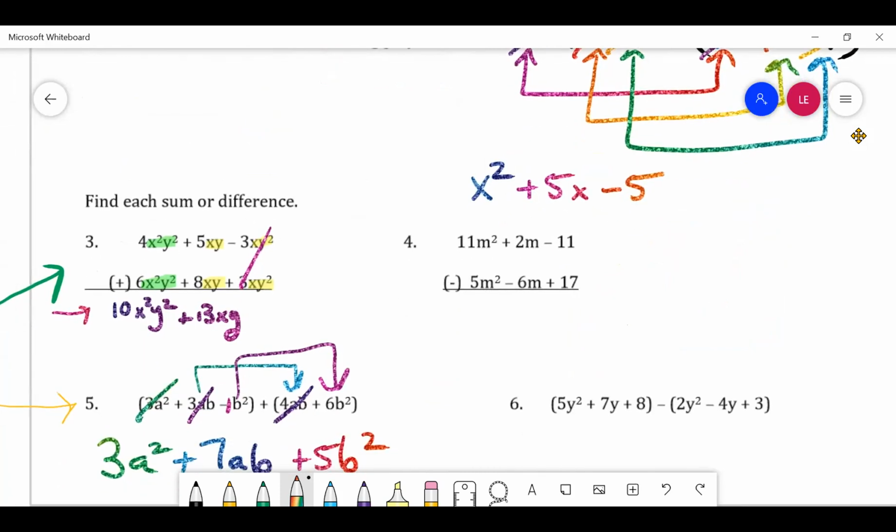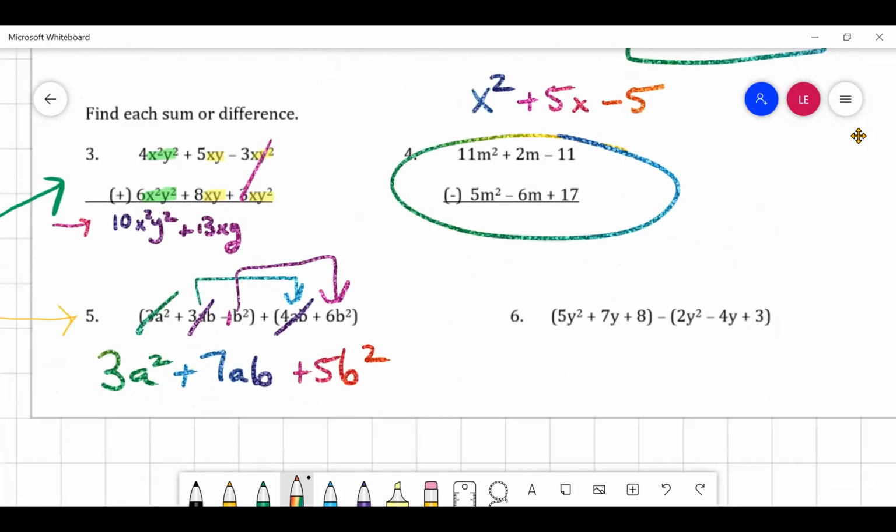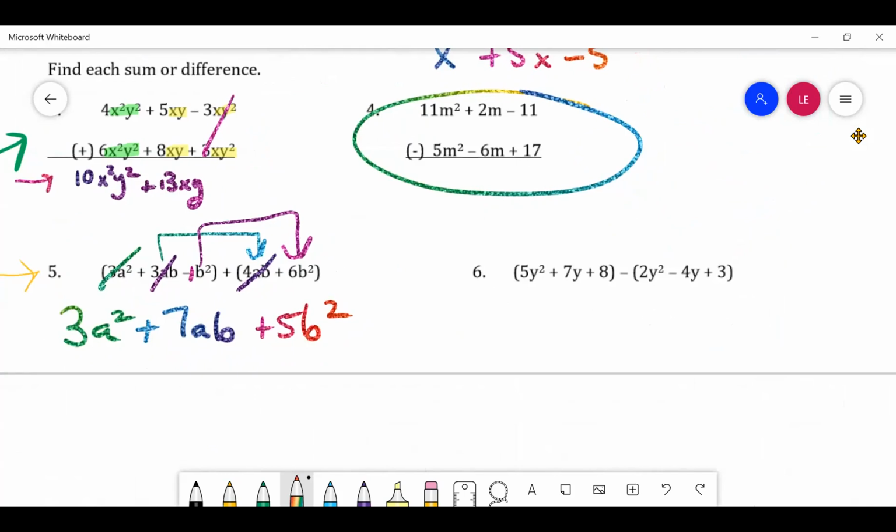I don't like doing it this way when you're doing it. I just like to do it here manually. So try this one here. You'll change the minus to a plus and then change all the signs of the second polynomial and then combine like terms. Try that one.